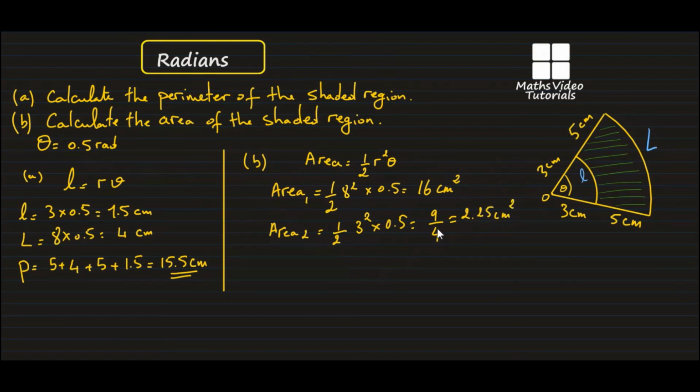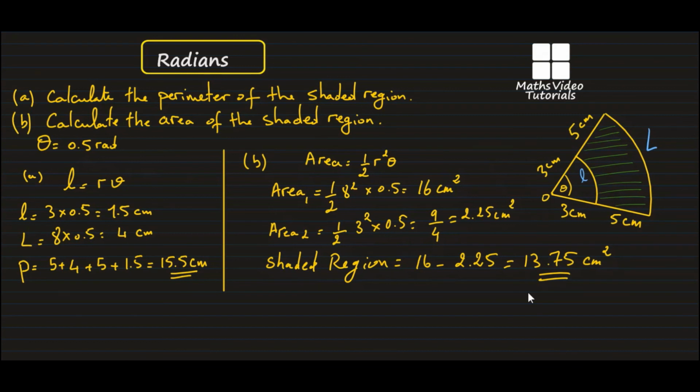squared centimeters. So the area of the shaded region, let's write it down, shaded region is equal to 16 minus 2.25, and that will give us an answer of 13.75 square centimeters. So that's how you do this exercise.